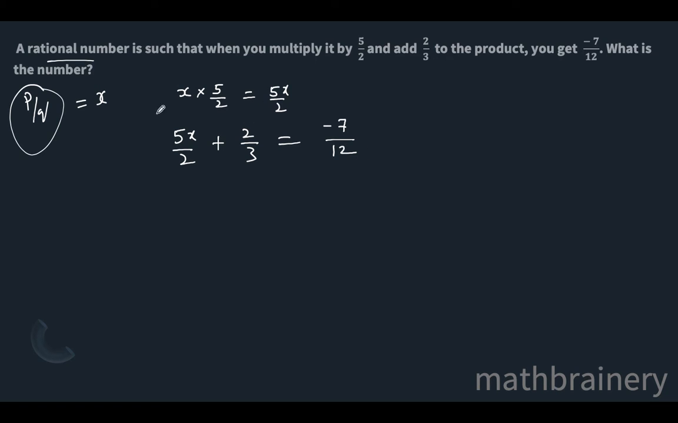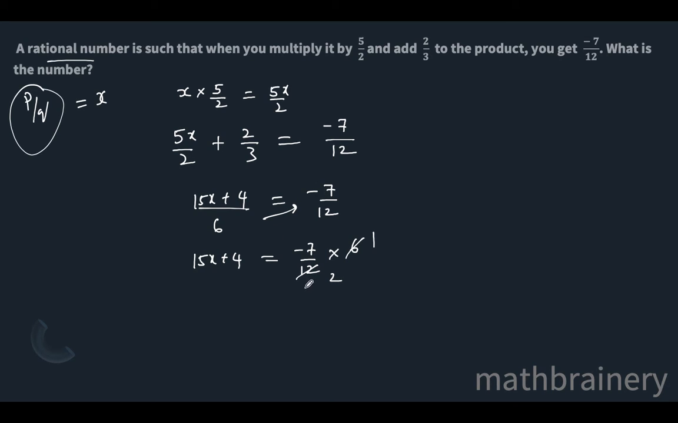So we just have to simplify this now. Now you have 5x by 2 plus 2 by 3. Let's take LCM. This will be 6 and this will be (15x plus 4) by 6 is equal to negative 7 by 12. Let me cross multiply these terms. Let me just take 6 to the other side. You get 15x plus 4 is equal to minus 7 by 12 times 6. 6 ones are 6, 6 twos are 12.